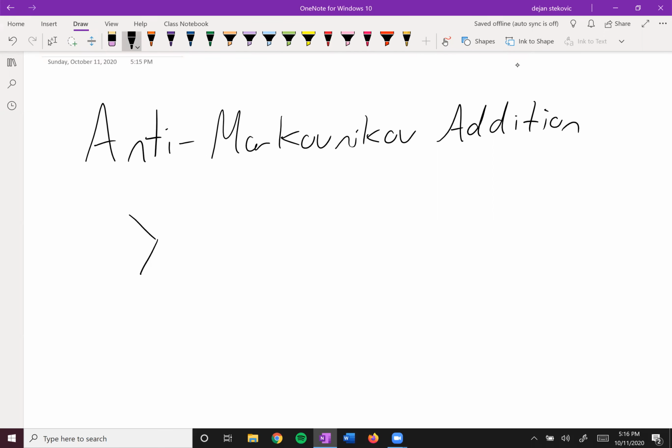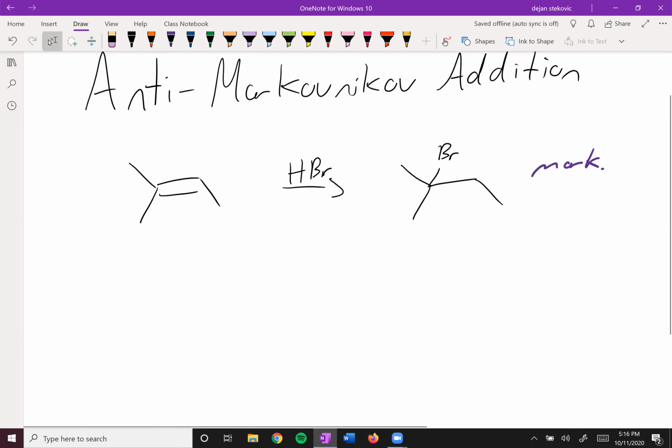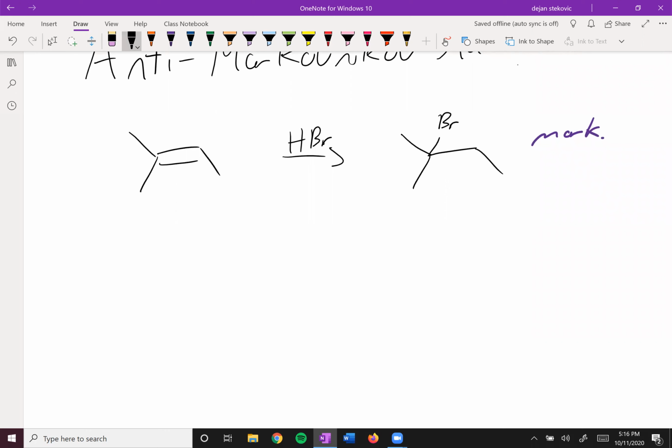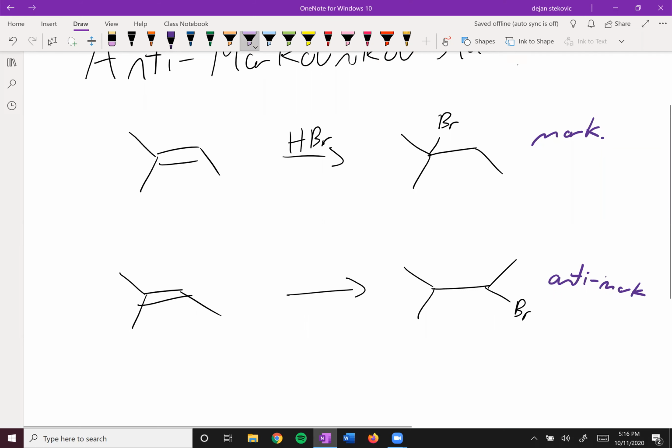All right, so just this last lecture, we learned about adding HBr across a double bond, and we said that this would give us the Markovnikov product, in which case our Br will go on the more substituted side. So we'll call that Markovnikov. And that's cool, that's how we get that product. But we as synthetic chemists want complete control. So is there any way that we could add something across this double bond and get the anti-Markovnikov product? The anti-Markovnikov means that this bromine is going to go on the less substituted carbon.